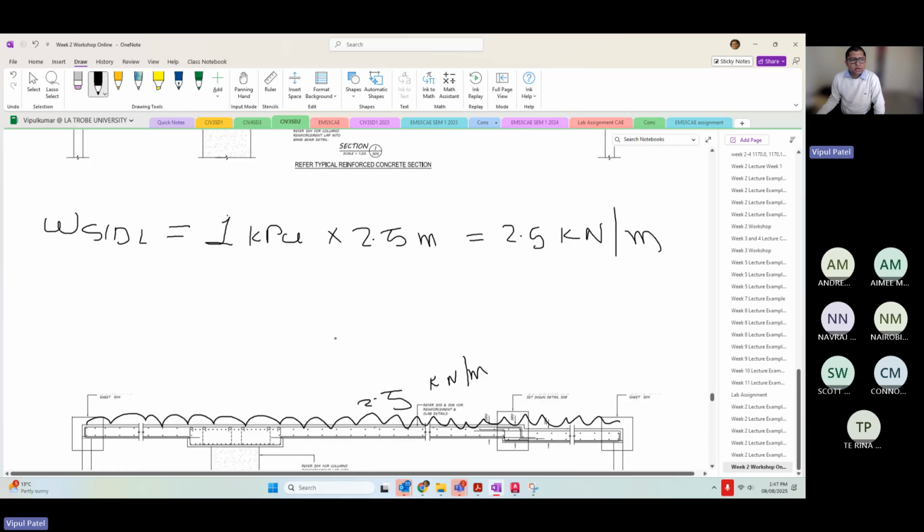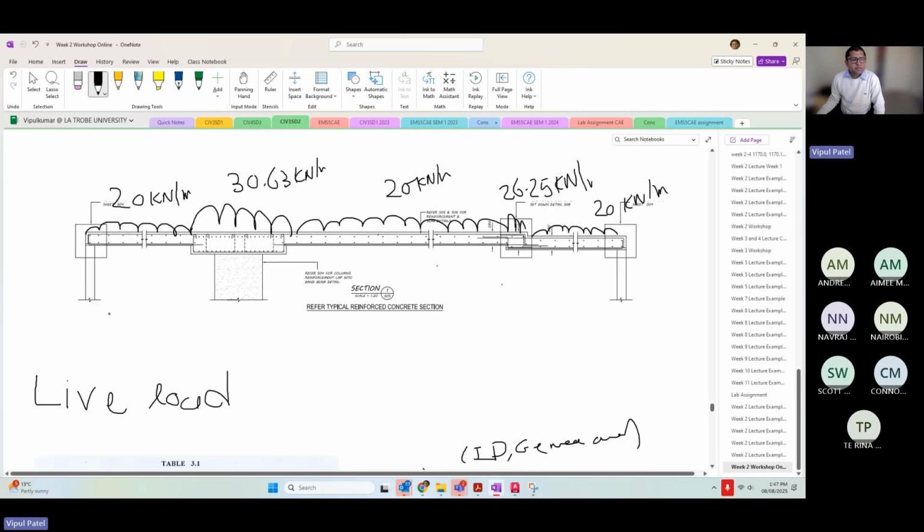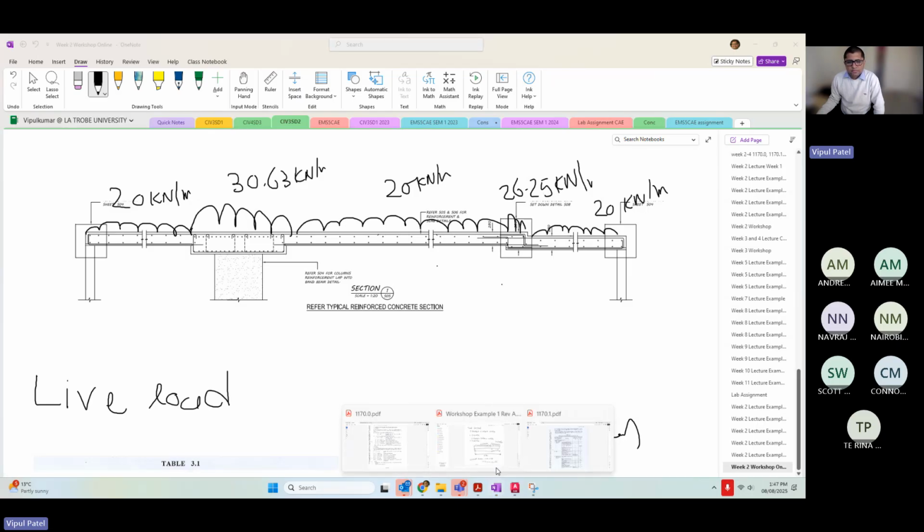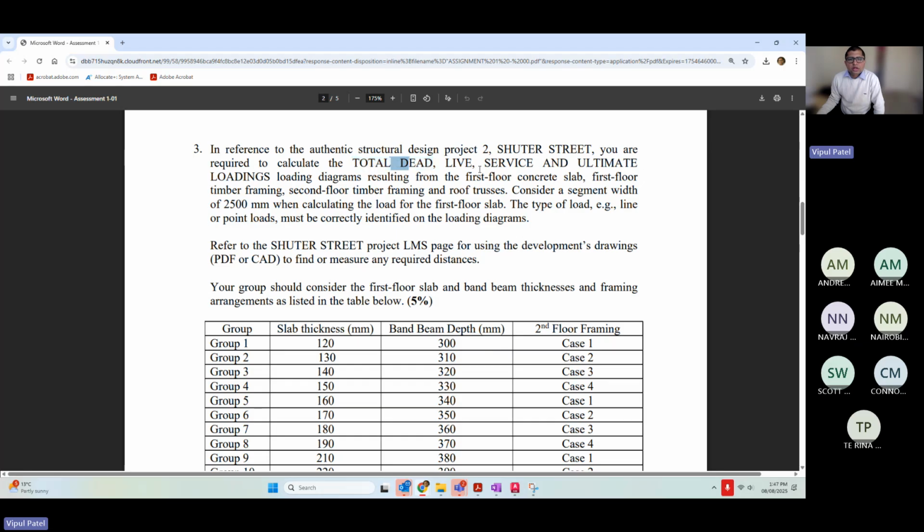Oh, the total is here, 1 kilopascal. Total here, that's the one before this: 20, 30.60, 20. This is your total dead load. The first question, I already did it for you. So that is the first question, total dead load.